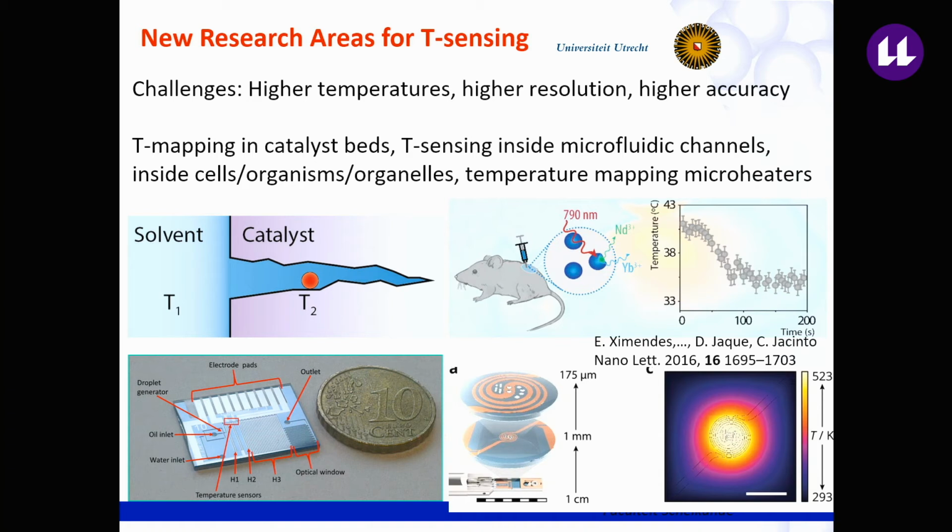Challenges here are going to higher temperatures, higher spatial resolution, and higher accuracy. And that holds for microheaters, microfluidics, where it's not easy to measure temperature inside the microfluidic channels, and also at a real place where the catalyst is active, where the temperature may be different than the temperature in the solvent, and in the biomedical field as well. So this is work we have not done much in the biomedical field. We don't have the facilities for that. So this is a nice paper from the Dani Jaque group.